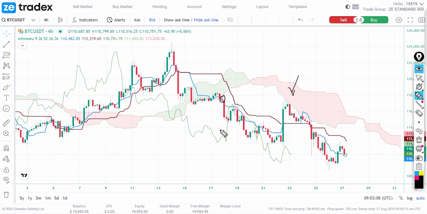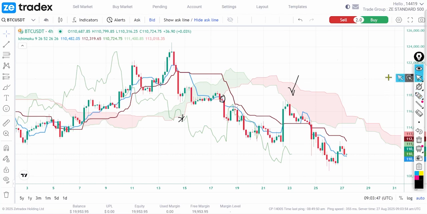Now, the last rule that you need to follow is the lagging span line. For this short trade, you need to make sure that the lagging line has crossed below the cloud. This is the lagging line, this green line. You need to make sure the lagging line is below the cloud, like here. Now, when all these conditions are met, you enter a short position.